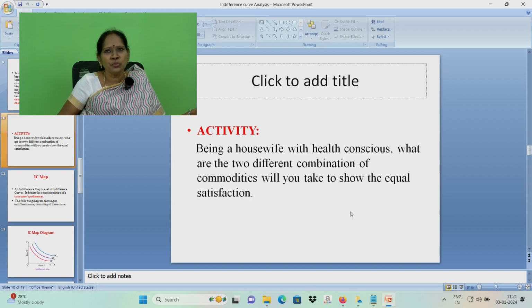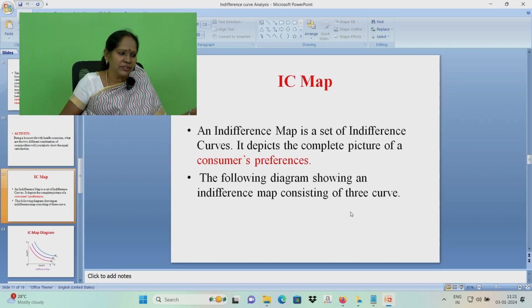For an activity, just imagine that your housewife is very health conscious about the family. The lady is taking equal satisfactions. The family or the housewife is considering two different health aspects. For example, one is English medicine and another one is acupuncture. But nowadays, they are taking two different medicines. Sometimes they take allopathy, sometimes Ayurveda. Like that, they have the combinations.